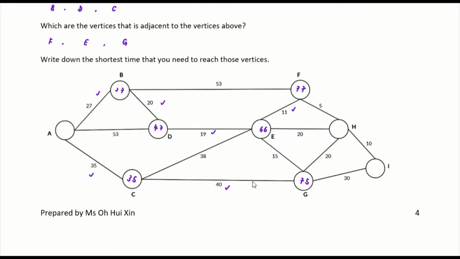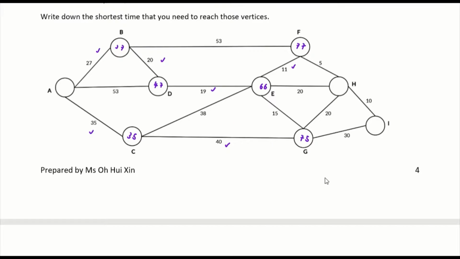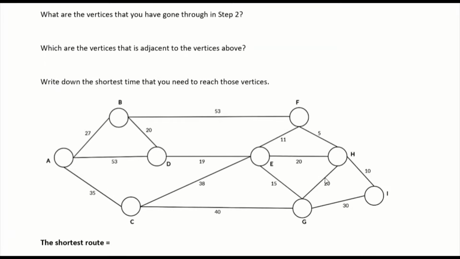So now let's move on to the last round, because you can see that H and I are adjacent to your previous vertex already. So that's basically your last round. Okay, same thing. Let's try to copy down the information. So just now we have 27, 47, and also 35. And then 77, 66, and also 75.